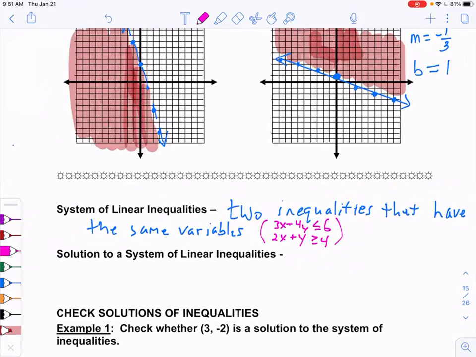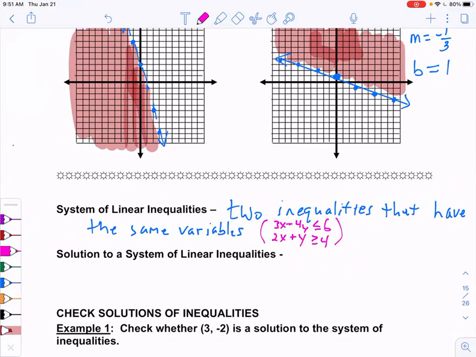So instead of just having one, that we're solving for y and graphing and shading the region, now we're going to do it to 2. That's it. Remember chapter 3, everything we did in chapter 3 was all systems. They were equations that we were solving for. So when we look for a solution to a system of linear inequalities, that's going to be any point that is in both of the inequalities.